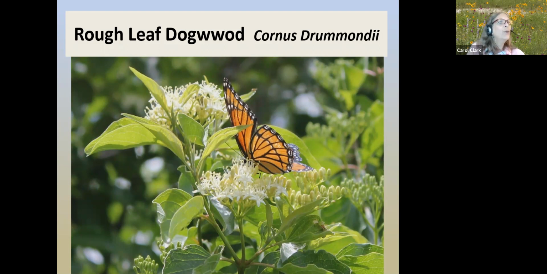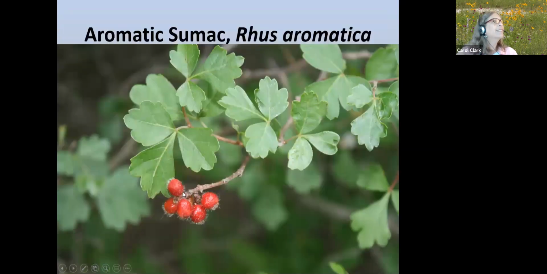This is our local dogwood. Nothing like the dogwood that has four large white bracts. There is a little bit of that at one preserve in South Dallas, but other than that, you will find just this Drummond's dogwood or the roughleaf dogwood in other areas of the Blackland Prairie. That is a viceroy butterfly enjoying these blossoms.